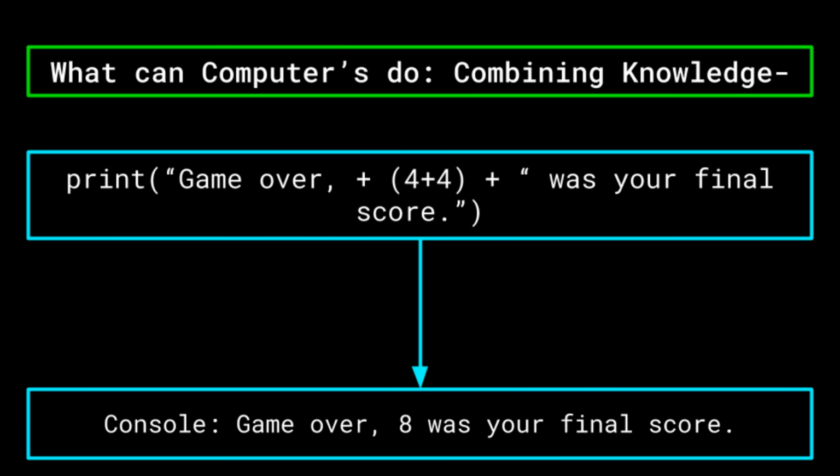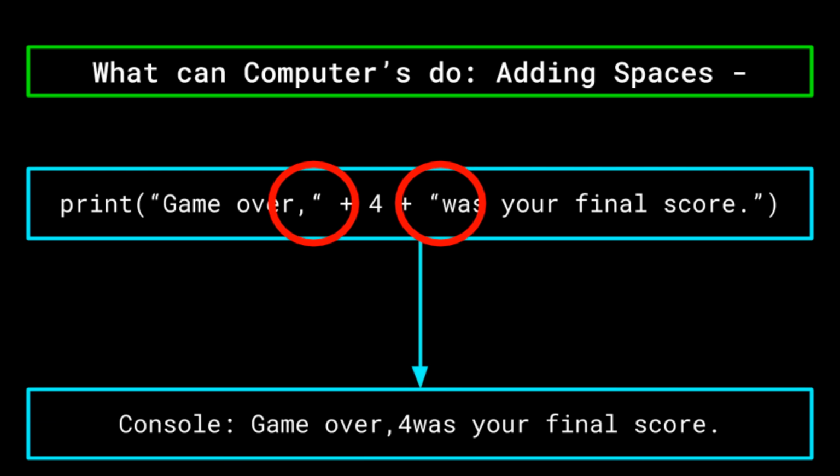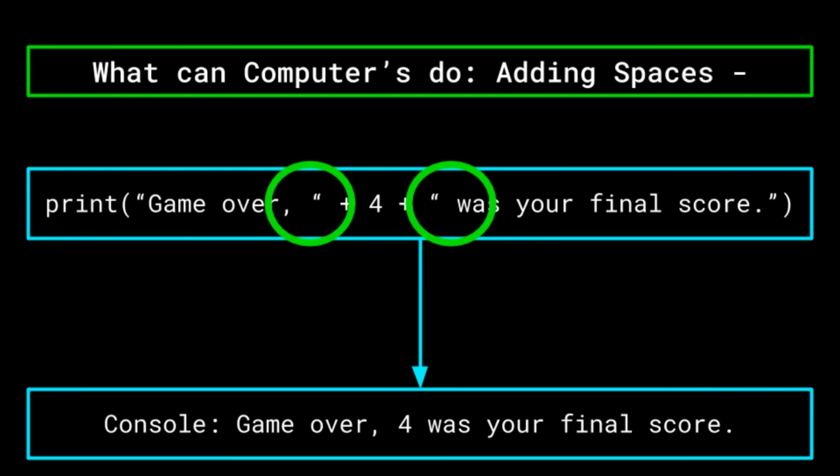Now, it's important to note that the computer will take whatever you put in the parentheses and print it out, character for character. So oftentimes, programmers will forget to add a space onto the end of their strings. This can result in a small mistake in which the string from the previous example would be printed out as if to say, game over 4 was your final score, which isn't that appealing when displayed on the screen to the user. So it's a good practice to always put a space after and before your strings to make sure this doesn't happen, and your string doesn't end up like that.